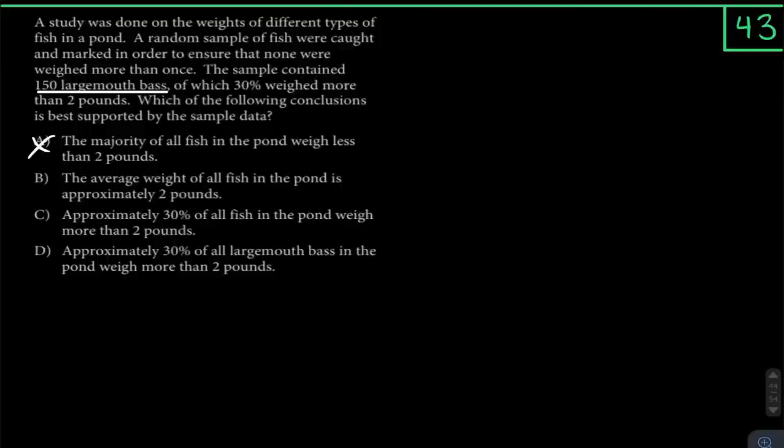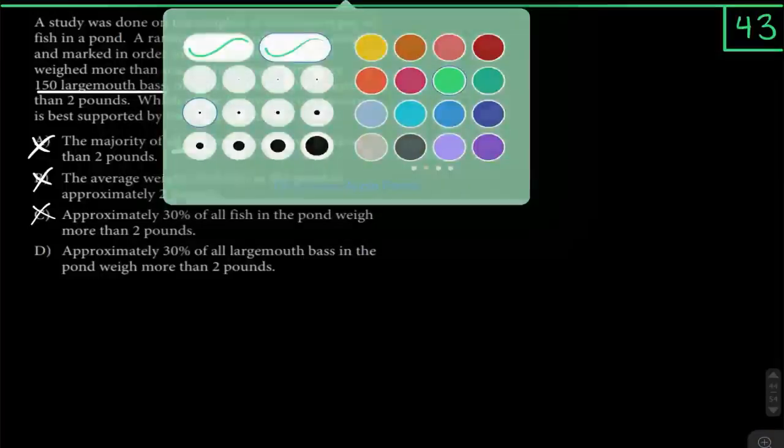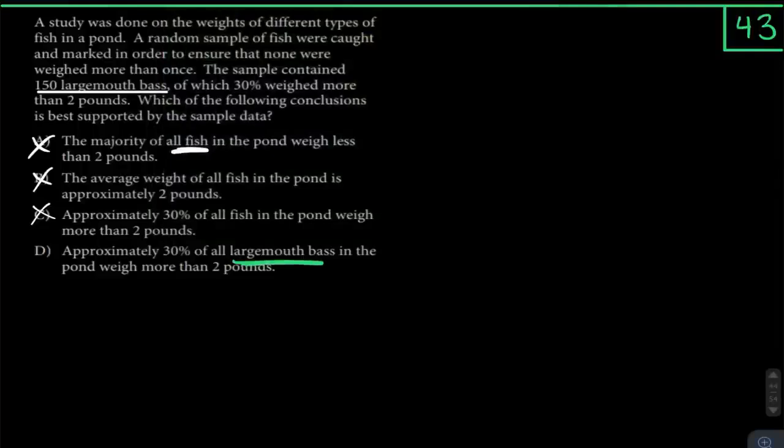So we can't make conclusions about all fish from this, and that's what B and C are asking for, right? And so if you just identify that problem here, all fish versus largemouth bass, well, that's going to lead you right to your answer, which is the only one that talks about largemouth bass. And you can even do a sanity check here. Yeah, approximately 30% of all largemouth bass in the pond weigh more than 2 pounds, right? That's exactly what it says in this sentence, right? Of the 150 largemouth bass, 30% weighed more than 2 pounds. It's just word for word what it says in the problem. So yeah, choice D is going to be your answer for 43.